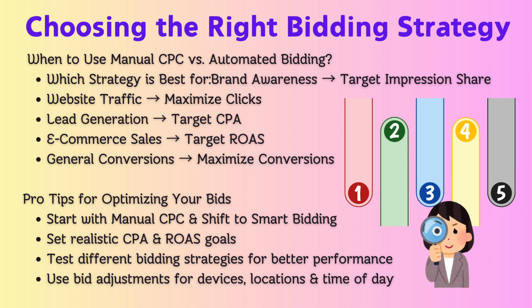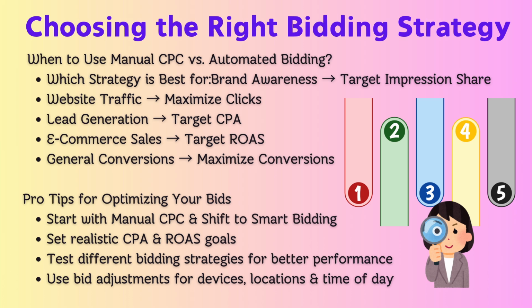So some pro tips for optimizing your business: start with manual cost per acquisition and shift to smart bidding. Set realistic cost per acquisition and return on ad spend goals. Test different bidding strategies for better performance. Use bid adjustments for devices, locations, and time of day. Every day, you can change your location and your time of day. For viewing on mobile, you can increase the bid. To reduce the visibility on desktop, you can decrease the bid. There are many ways you can increase and decrease bids.